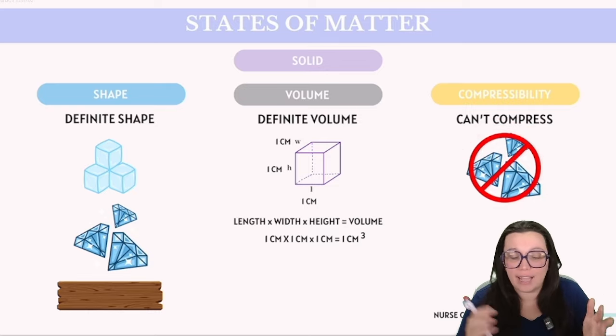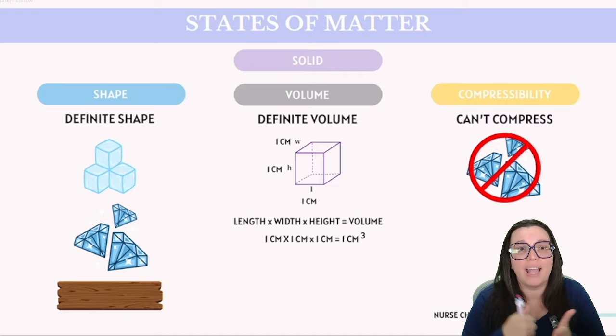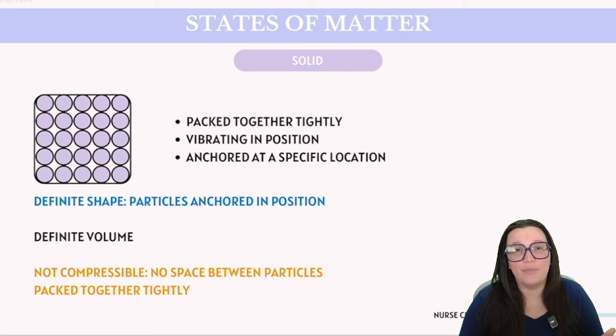Another key characteristic of solids is that they are incompressible, meaning that we cannot compress them. This means that no matter how much force we apply, that solid is never going to compress into a smaller volume. Here are the fundamental characteristics that define a solid.